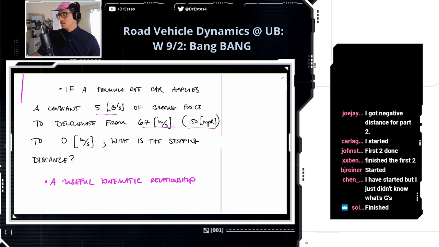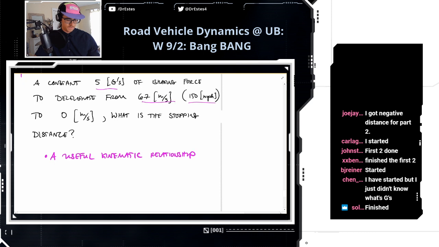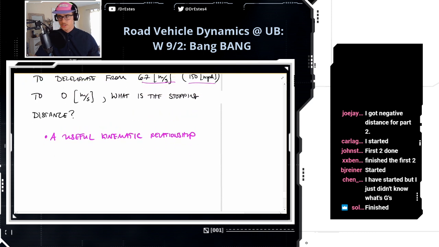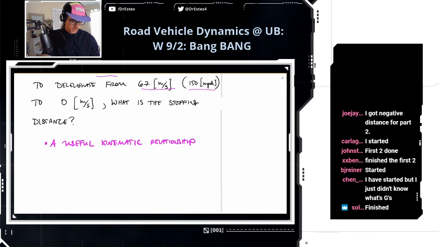So this is the kinematic relationship I want to show you. So acceleration, we know that is the time derivative of velocity. So like I use dot notation. Two dots means two time derivatives. One dot means one time derivative. So acceleration is the time derivative of velocity.